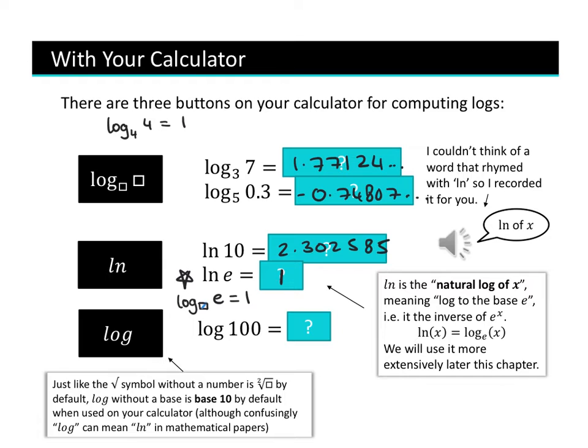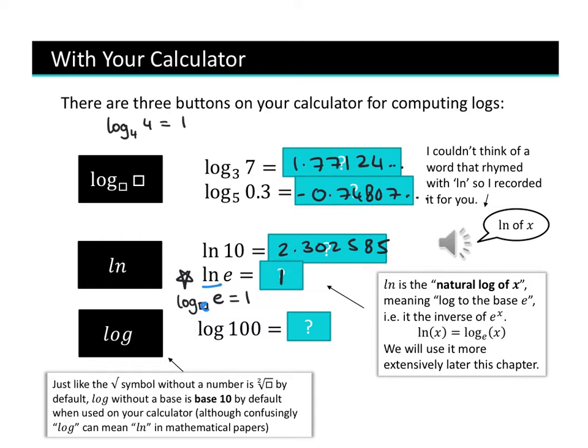Okay, this is e. Now, log to the base e, as mathematicians, you know we're lazy. We're not writing log to the base e. We renamed it ln. Log to the base e is actually called ln. ln is called the natural log of x, and it literally means log to the base e.